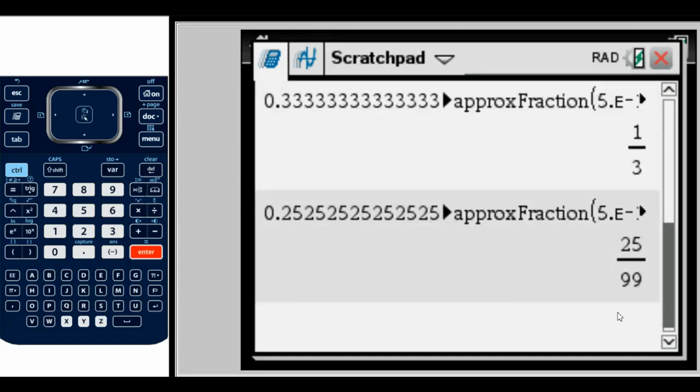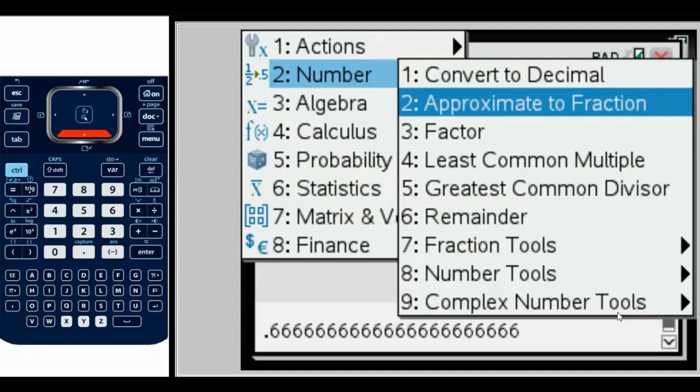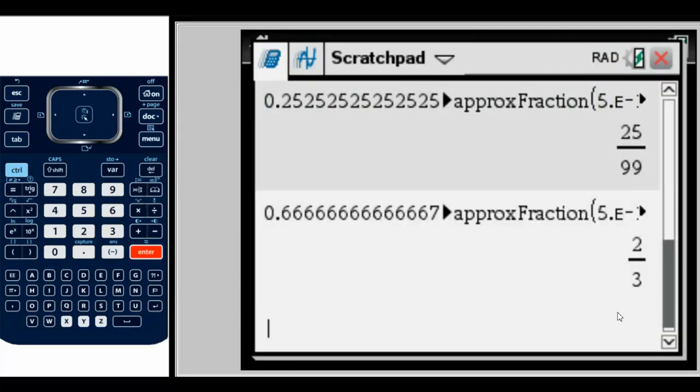I'm going to give you one more, 0.666666. If I keep on doing sixes and then I hit menu, approximate to fraction, it's going to give me 2/3. So keep in mind that if there's a pattern, then it's going to be rational.